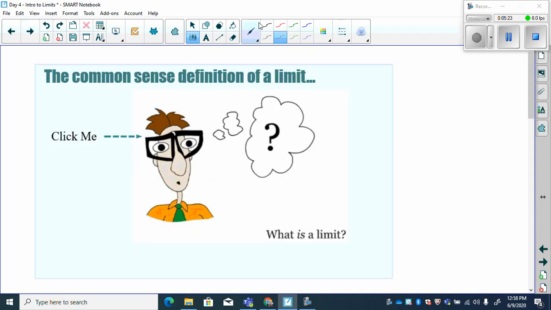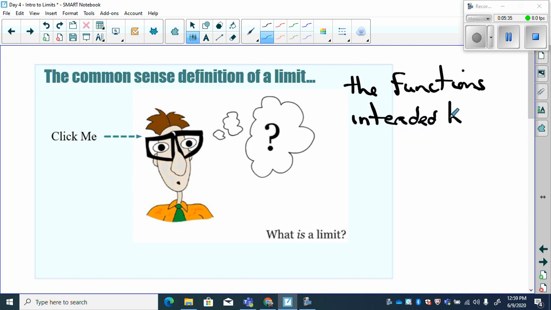Now, the common sense definition of a limit. A limit is the function's intended height. That might not make a whole lot of sense right now because up to this point we've really only looked at continuous functions. Well, I guess that's not true. We did look at some piecewise functions, but for the most part, our functions were continuous.